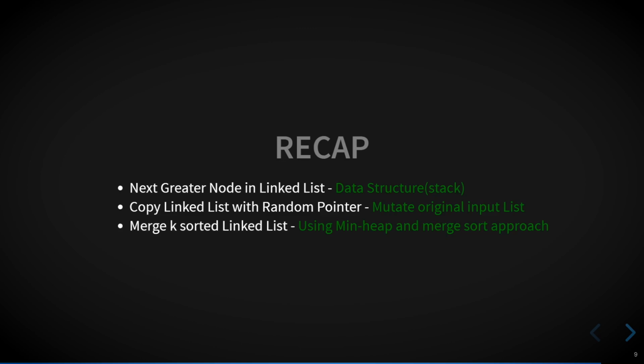Next we looked into the problem of copying the linked list with random pointer, where first we saw that using a hash table gives us a solution of O(n) time complexity and O(n) space complexity, which we further reduced by mutating the original input list and getting the space complexity down to O(1). And in the end we looked at merging k sorted linked lists, where we used a min heap tree and also a merge sort approach to merge all the elements from the k sorted linked lists and finally get a sorted linked list that we return in the end.